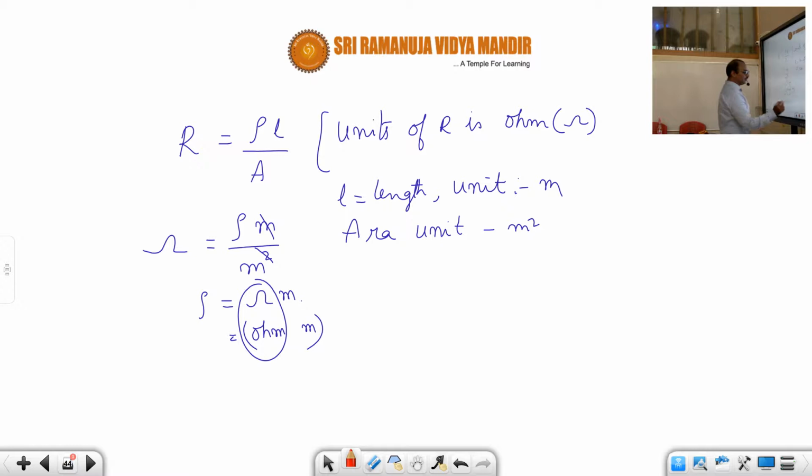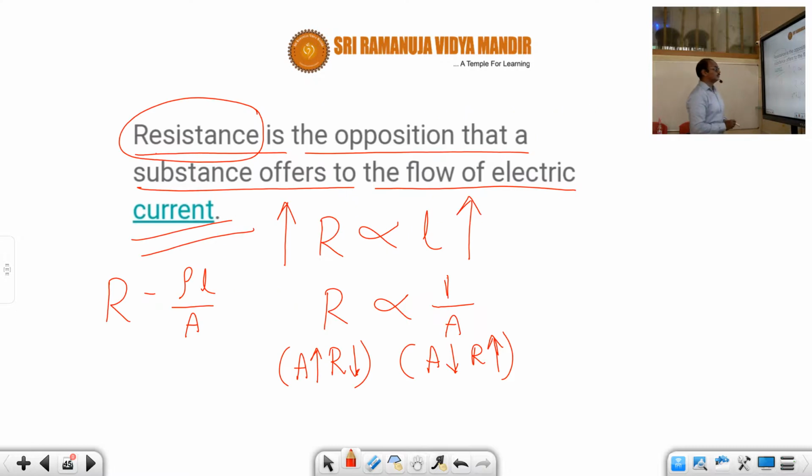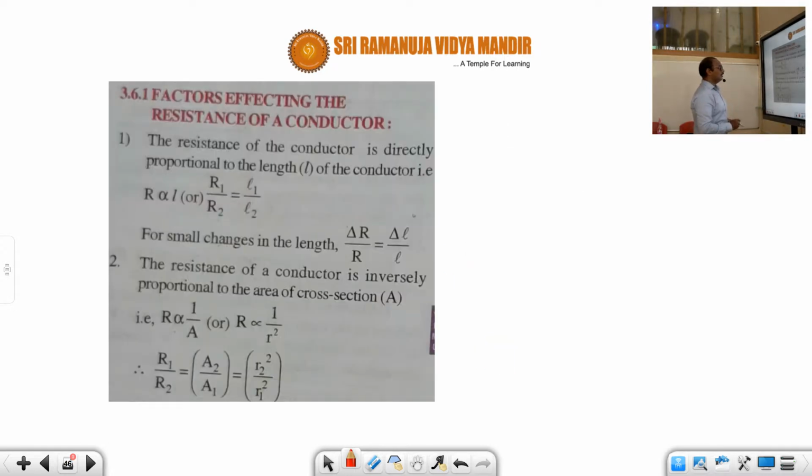So this is the unit of the resistivity. Resistivity unit equals ohm into meters. So this we already discussed about the resistance, the definition of the resistance. Okay, now we'll see the factors. Already we have discussed, this is the notes that is there, you can just go through the notes.